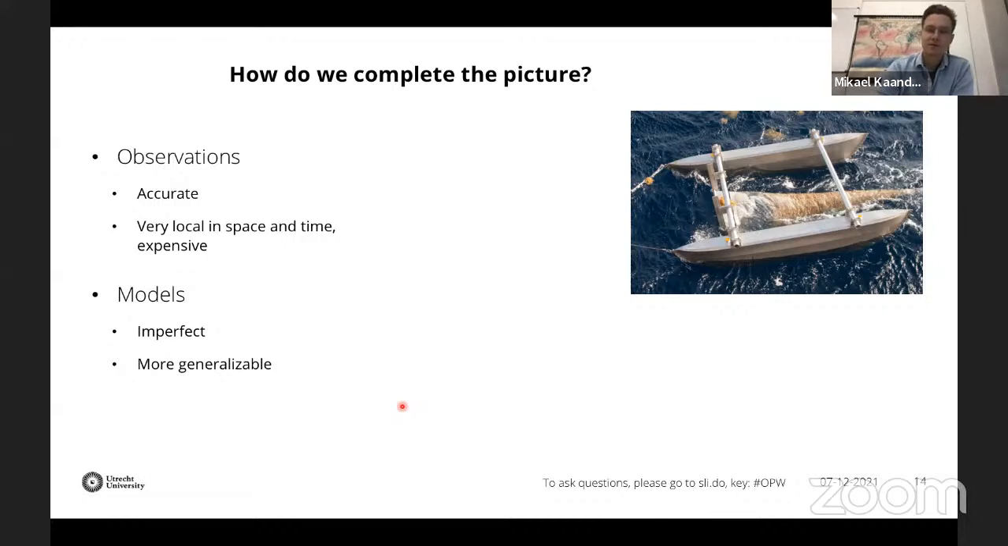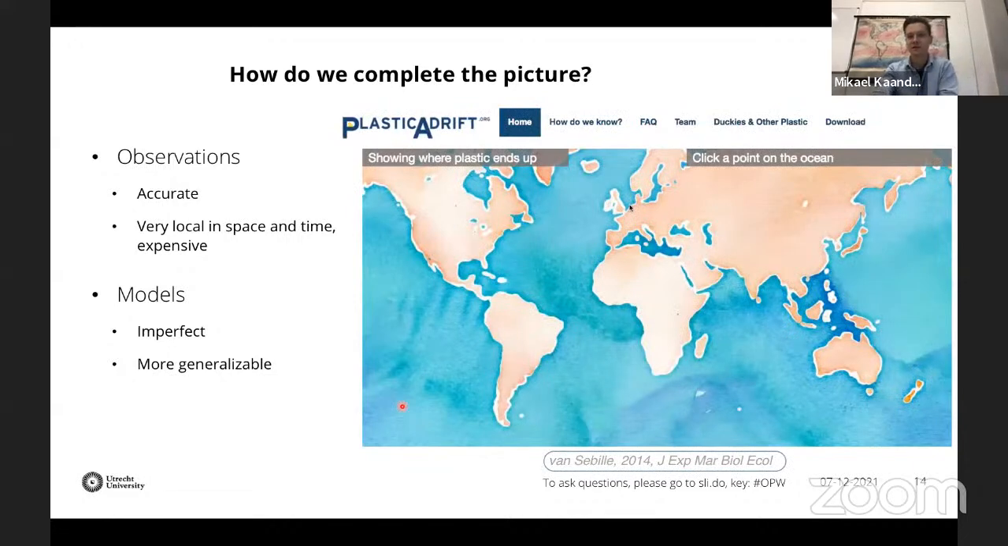On the other hand, we have models. These are clearly imperfect. There are a lot of assumptions that go into the models, but they are really generalizable, which is the big benefit of this. So if you want to play around with a really simple model, we have this website, plasticadrift.org. And on this website, you can pick any location on the globe to see what would happen with plastics released at this location.